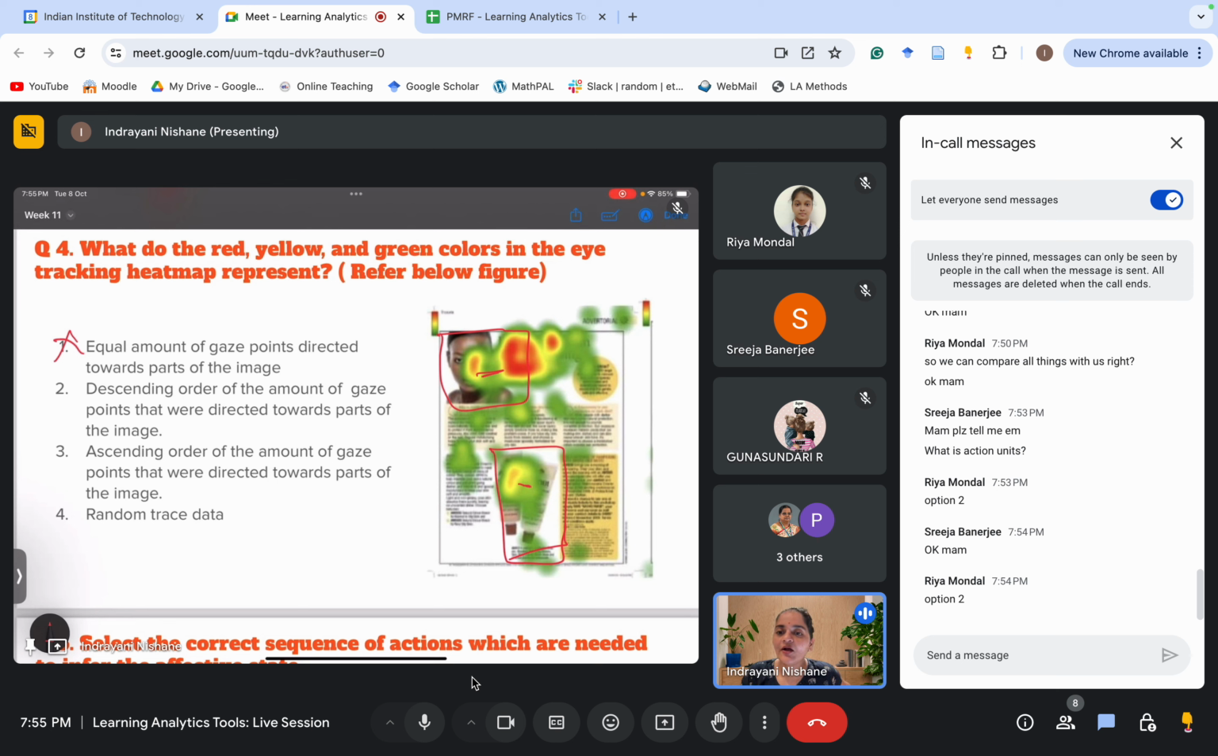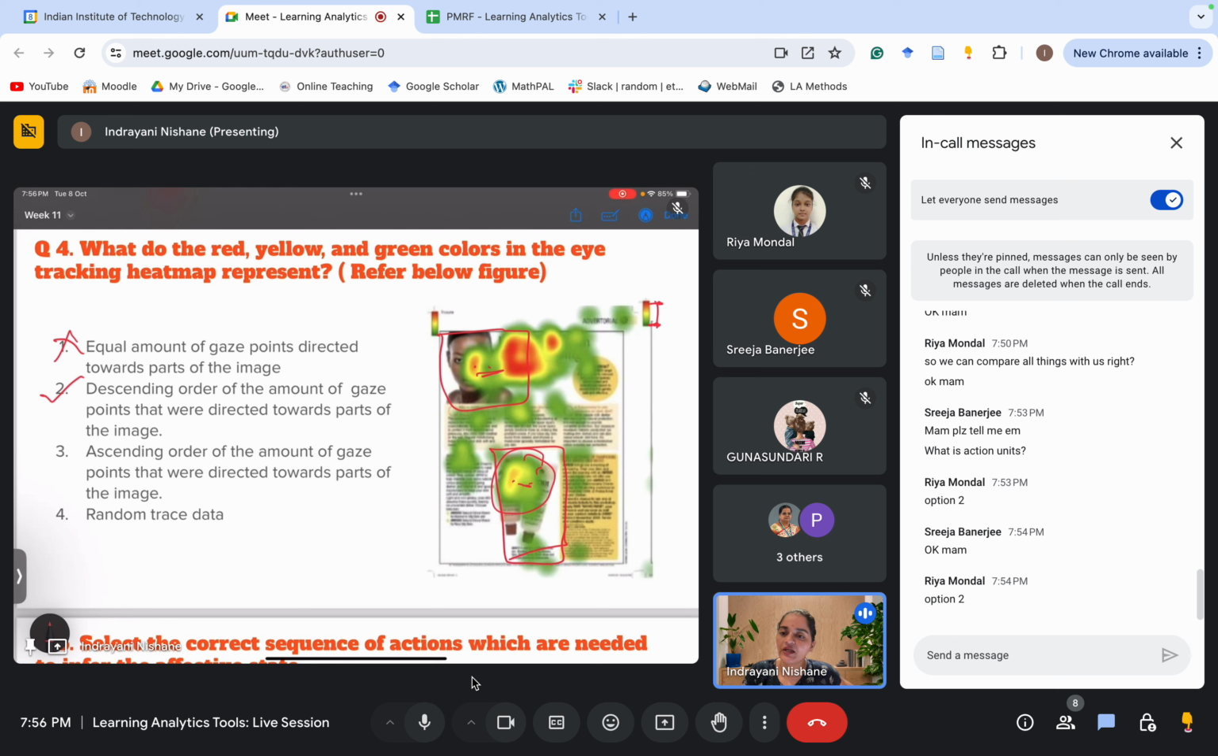Option 2 says descending order of the amount of gaze points that were directed towards parts of the image. From red to green, red, yellow, green, there is a descending order of the amount of eye gaze pointed to this particular region or part of the image. As you can see in the gradient, red is high and green is low. So it is descending order from red to green, and this is correct. Now let us read all the options to be sure that option 2 is the only correct option.